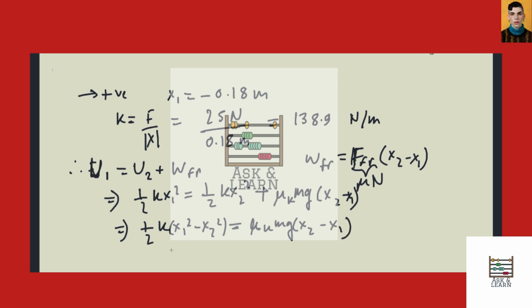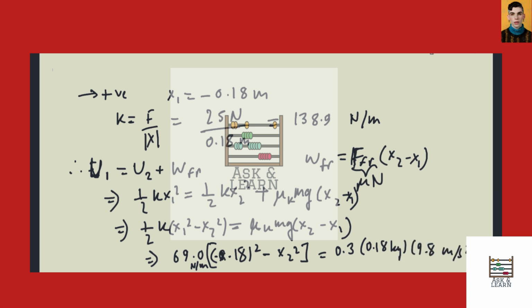Okay, and so 1/2 k is about 69.0 newtons per meter, times x1 squared, which is negative 0.18 squared, minus x2 squared, is equal to mu sub k, which is 0.3, times mg, which is 0.18 kilograms times 9.8 meters per second squared, times, of course, x2 plus 0.18 meters.